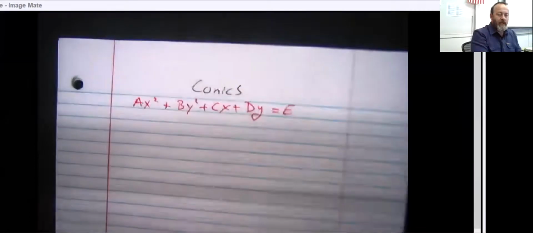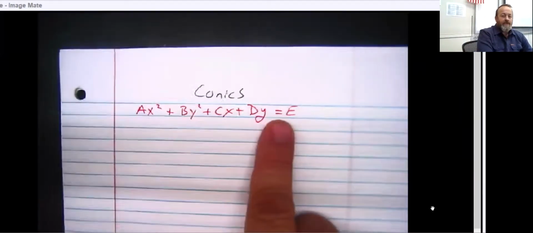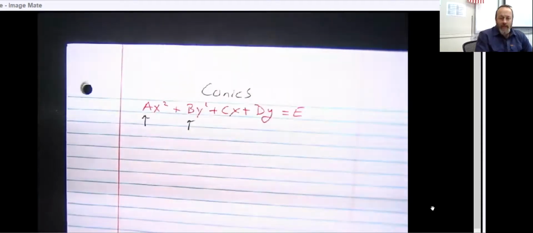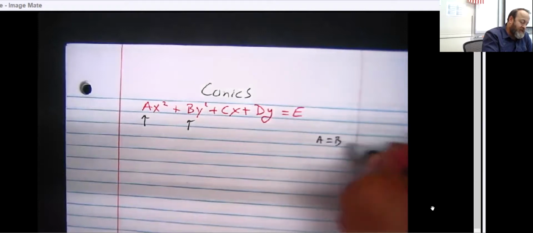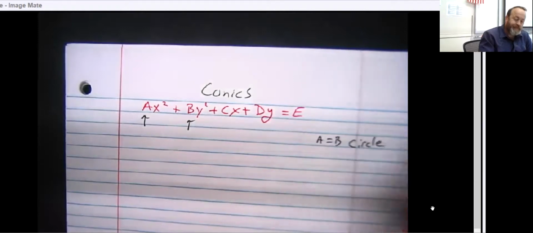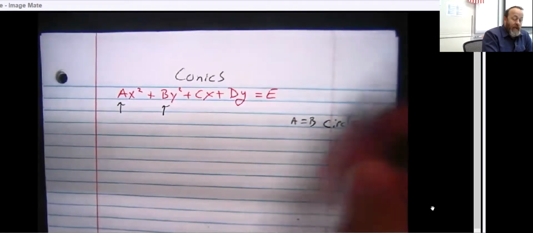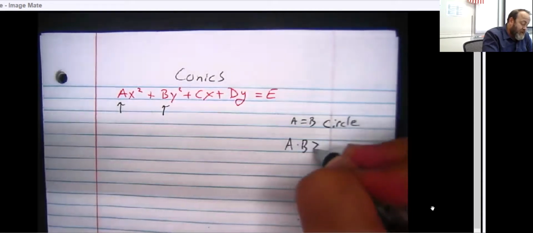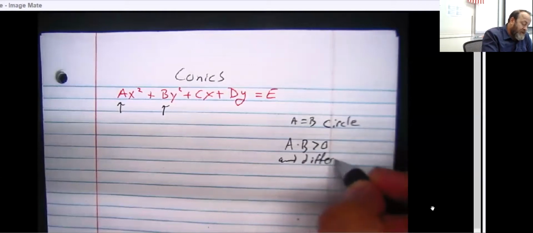One thing to remember is that all conic sections are able to be described by this formula right here. And just by switching around different values of A and B, we can create the various shapes. So if A and B are in fact the same, we always get a circle. If A and B are different and their product is positive, that's kind of interesting. If A times B is above 0 and they're different, that is what makes an ellipse.